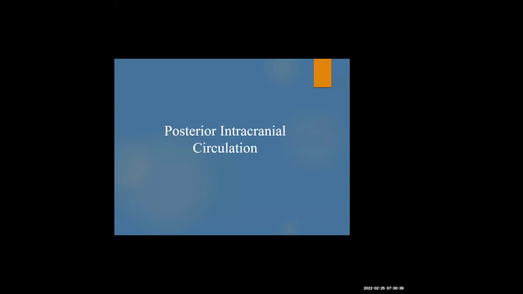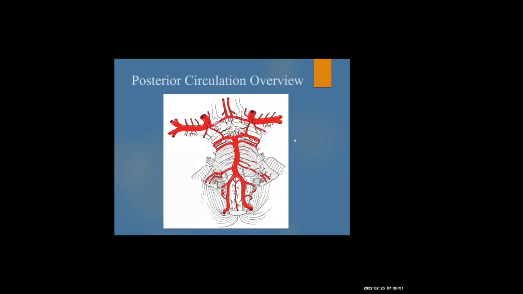Okay. So that was anterior intracranial circulation. Now we're going to talk a little bit more briefly about posterior intracranial circulation. Just to give an overview, I think most people are familiar with this picture from medical school. You have your vertebral basilar circulation, of course. You have your two vertebral arteries, which are ascending. They give off a conjoined anterior spinal artery off the distal segment.